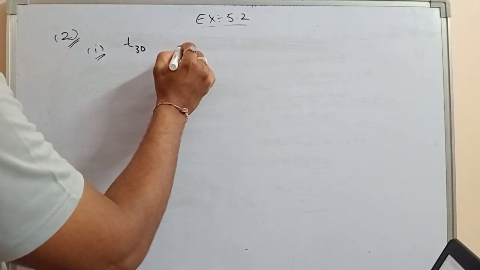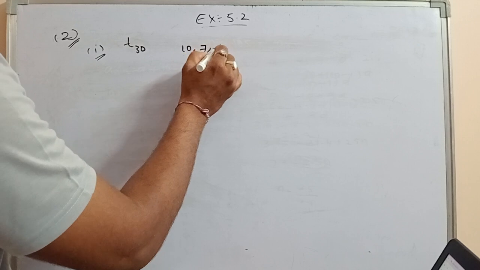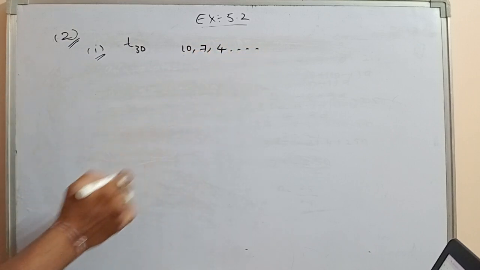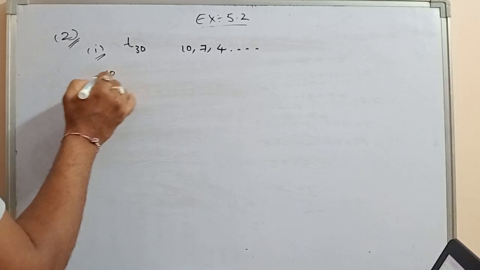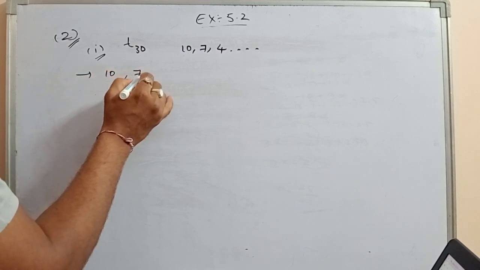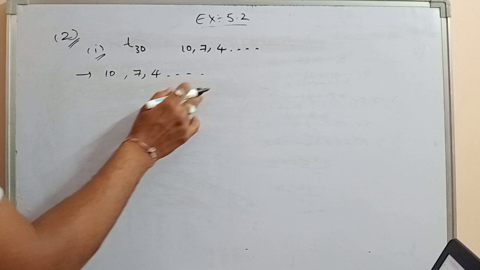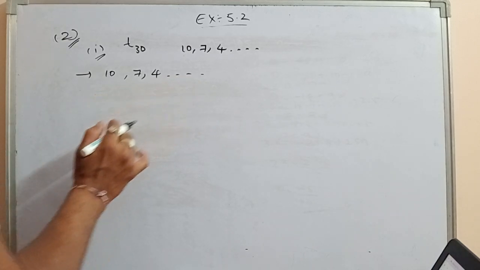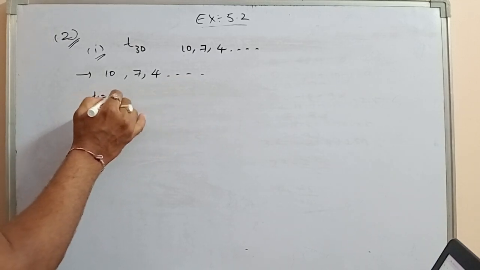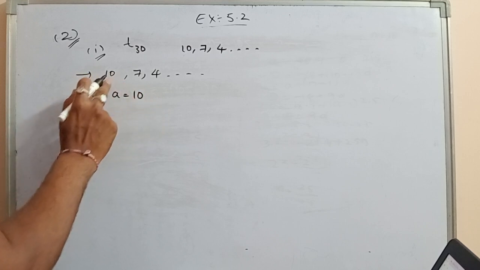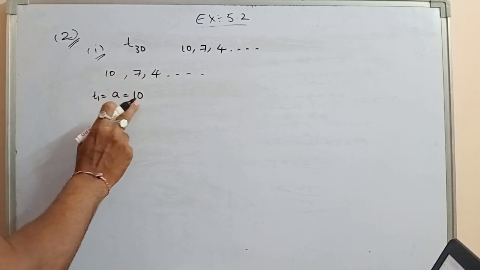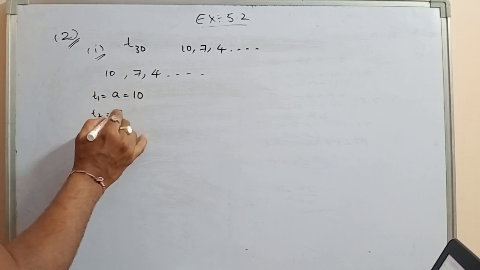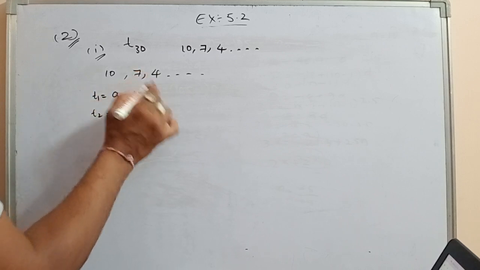So the given AP series is 10, 7, 4 and so on. Solution: 10, 7, 4. We have to find whether it is in AP or not. So T1 is equal to A is equal to 10, and T2 is equal to A plus D is equal to 7.